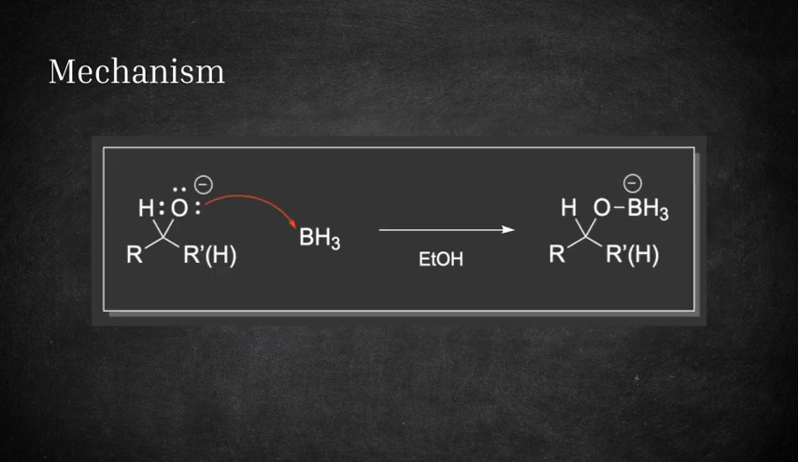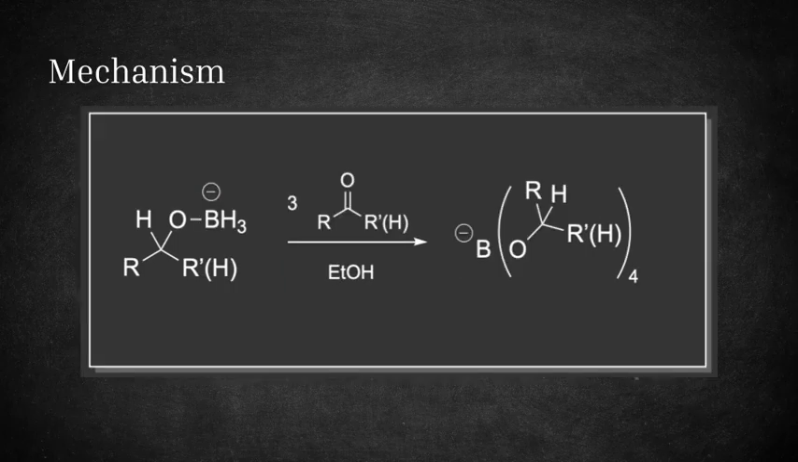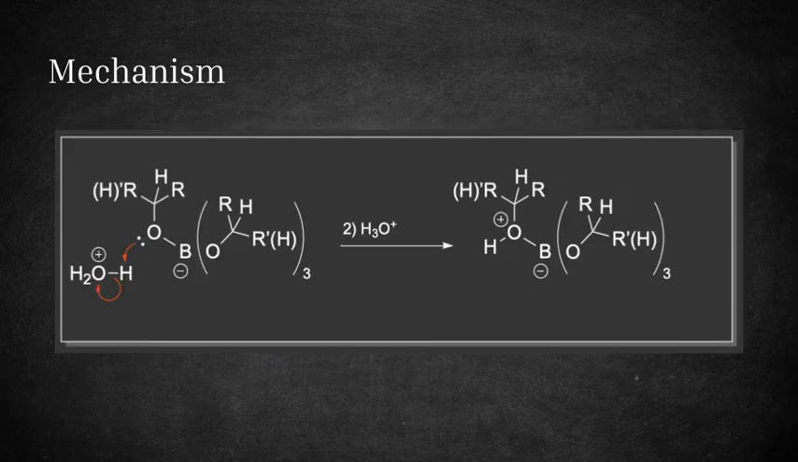The alkoxide can then act as a nucleophile, attacking boron in BH3 in a Lewis acid-base reaction to create an intermediate complex. This intermediate can subsequently react with three additional aldehyde or ketone molecules, leading to the formation of a tetrahedral intermediate structure, a tetraalkoxyborate. The second step involves acid hydrolysis of the tetraalkoxyborate intermediate to regenerate the alcohol.